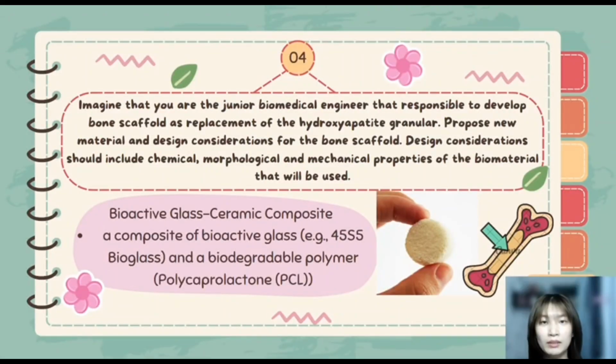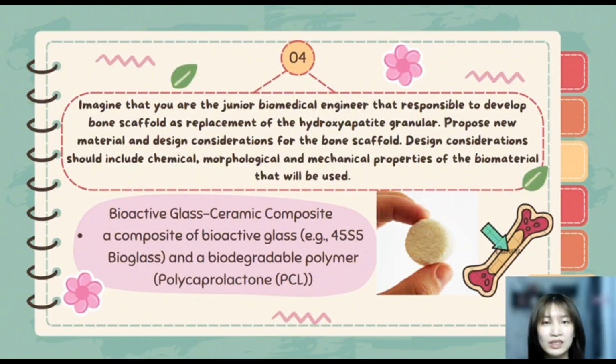Next, I will present question 4. The question is: imagine that you are the junior biomedical engineer responsible for developing a scaffold as a replacement for the hydroxyapatite granular. Propose a new material and design considerations for the bone scaffold. Design considerations should include chemical, morphological, and mechanical properties of the biomaterial that will be used.